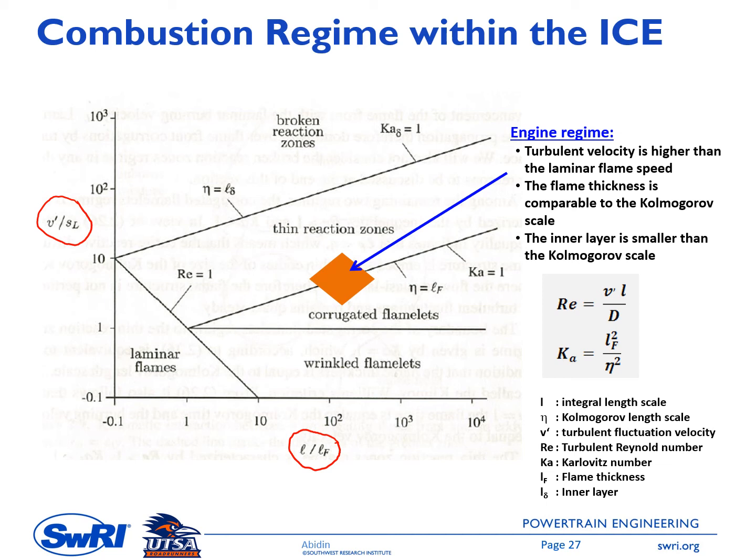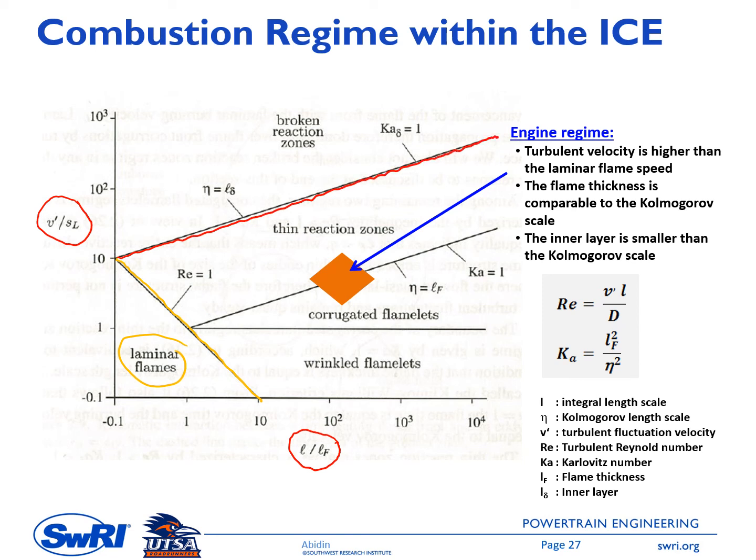So the key point here is that the combustion process inside the internal combustion engine occurs under turbulent condition. So it means it is on the right side of this line, because on the left side we have the laminar combustion, and then it is also below this line. Okay, let me put a red line.